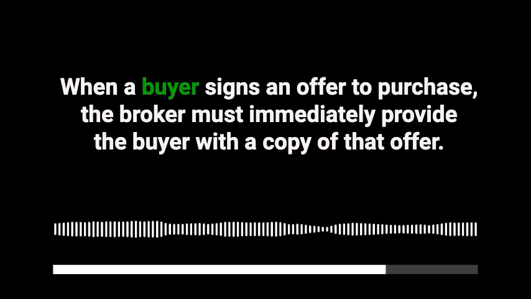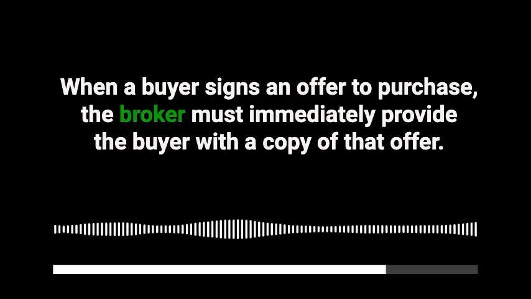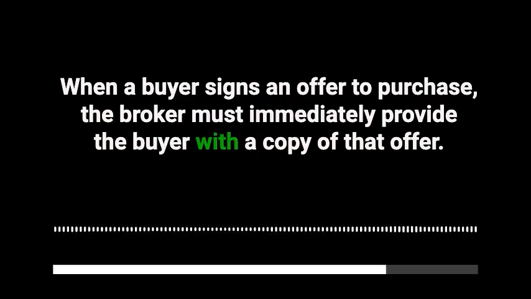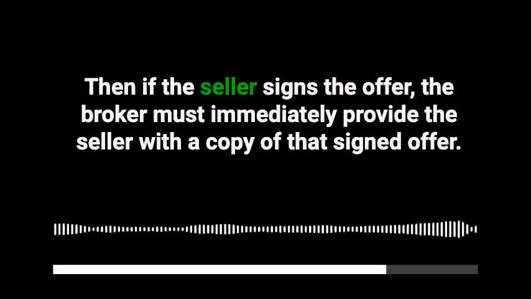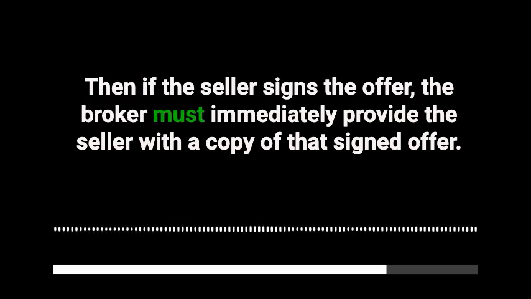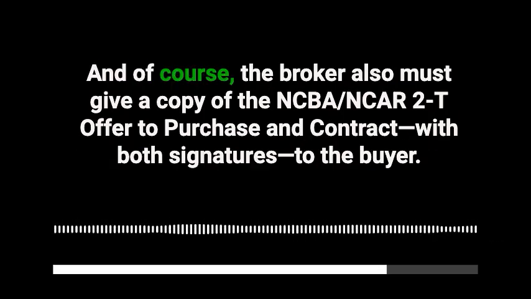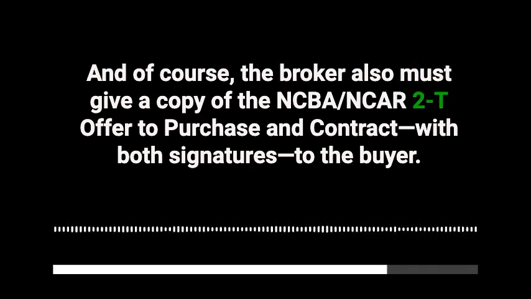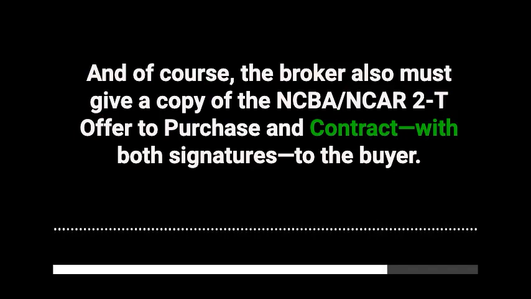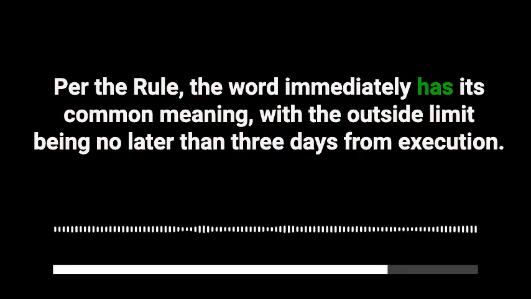Example: when a buyer signs an offer to purchase, the broker must immediately provide the buyer with a copy of that offer. Then, if the seller signs the offer, the broker must immediately provide the seller with a copy of that signed offer. And of course, the broker also must give a copy of the NCBA NCOR 2T offer to purchase and contract, with both signatures, to the buyer. Per the rule, the word immediately has its common meaning, with the outside limit being no later than 3 days from execution.